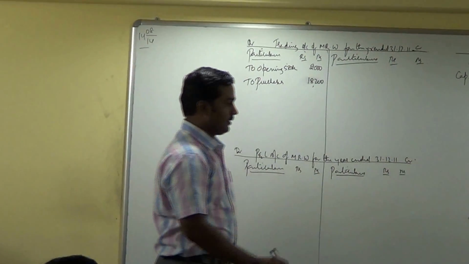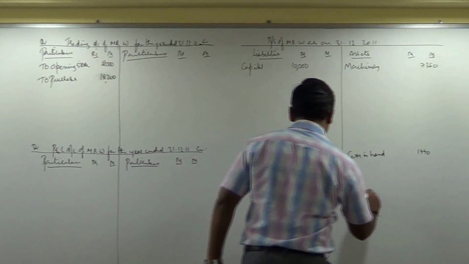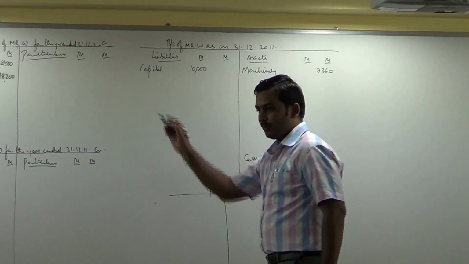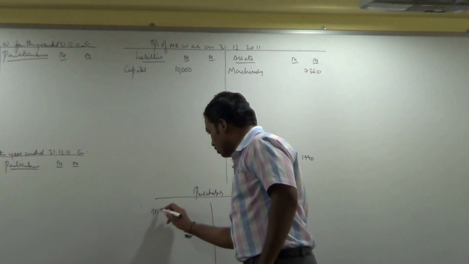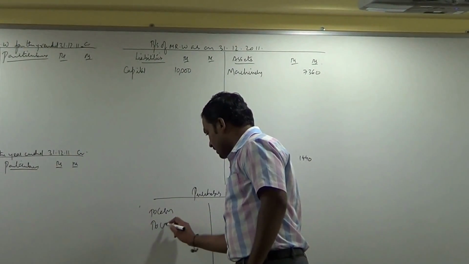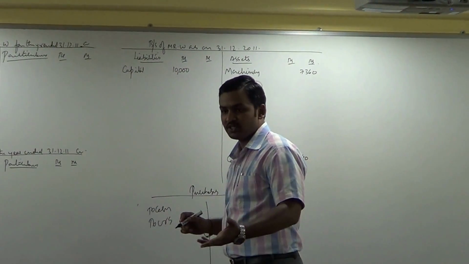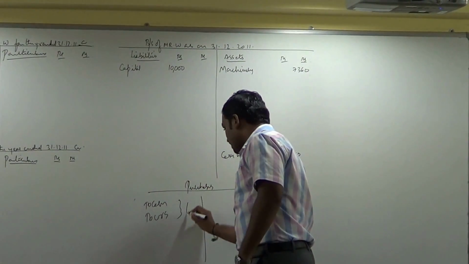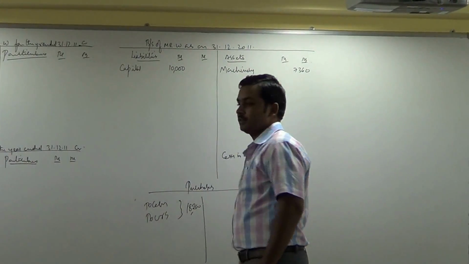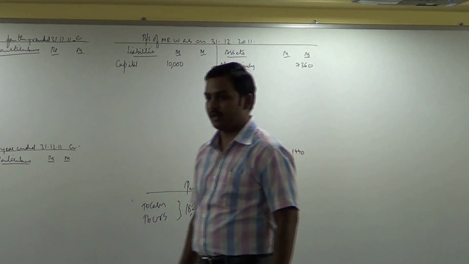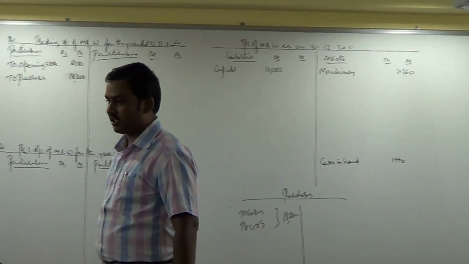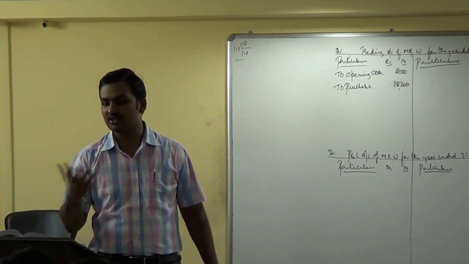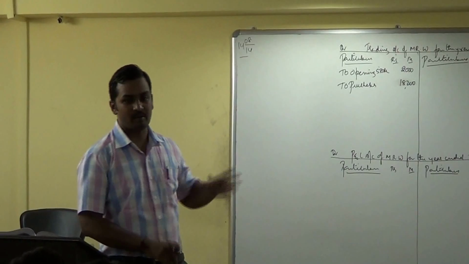Now, if you want to see what is happening in the background, in the purchases account, before we prepare the trading account, there was 'to cash' and 'to creditors'. You can have cash purchases and credit purchases. The total amount was 18,200. Yesterday I gave you the format and told you purchases should be debited in the trading account. So we wrote 'to purchases', and you all said yes, we have debited it in the trading account because it is a direct expense.